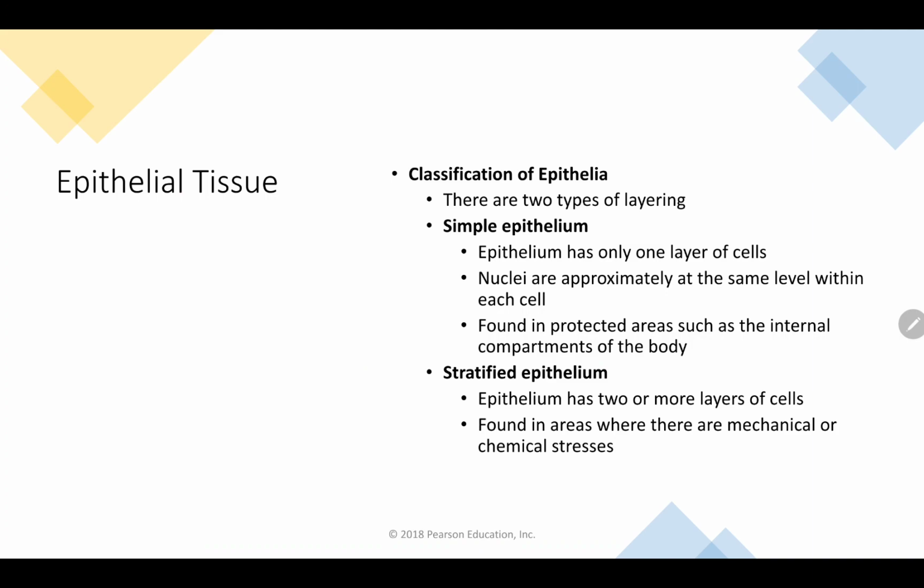And we talked about epithelial tissue. There's two types of layering. There's simple epithelium, where there's just only one layering, and then there's stratified epithelium, and that's just basically two or more cell layers, right?